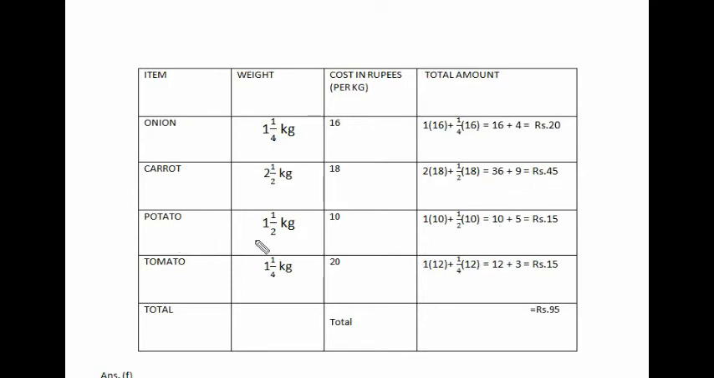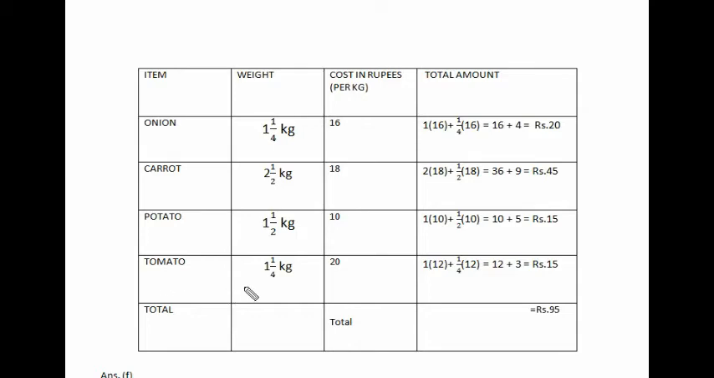Now potato. Here 1.5 kg potato. Cost of potato per kg is rupees 10. So here first multiply 1 by 10 plus half into 10. So 1 into 10 plus half into 10. 10 ones are 10 and here 10 divided by 2. So 2 5s are 10. 10 plus 5 is equal to rupees 15.